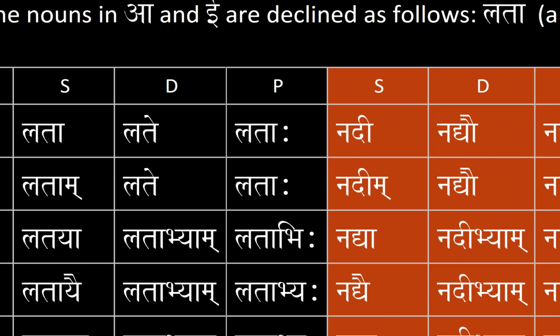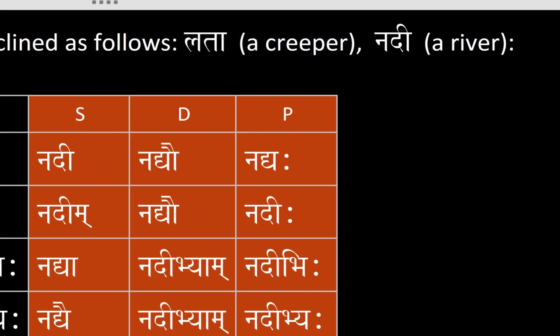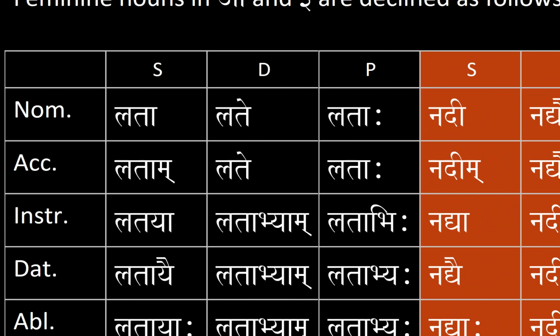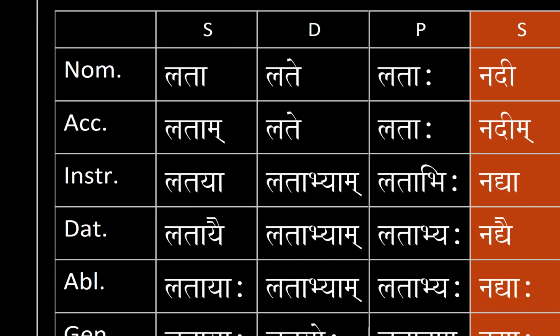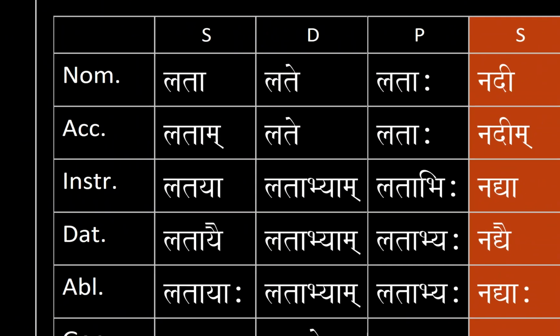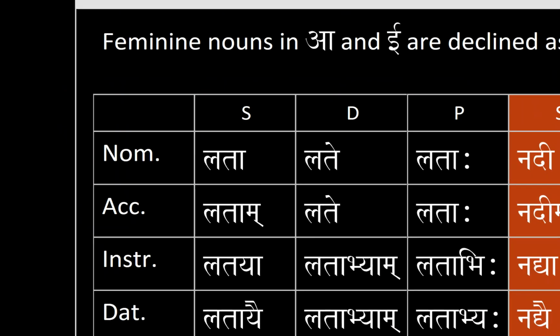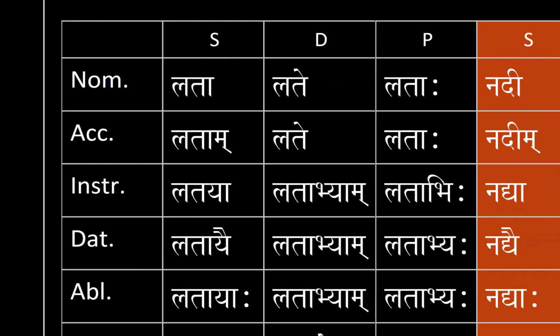So let's decline lata together, a creeper, and go to the declensions. We have nominative, singular, dual, and plural: lata, late, latah. Accusative, singular, dual, and plural: latam, late, latah. Instrumental, singular, dual, and plural, respectively: lataya, latabhyam, latabhih.